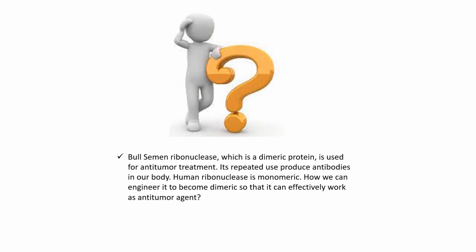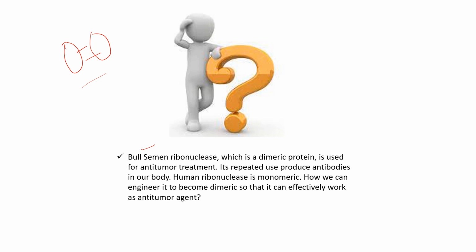Now, one question from my end for you all. Ribonuclease from bull semen is a dimeric protein. What is a dimeric protein? Having two subunits, you can say. This ribonuclease has an anti-tumor property and is used for the treatment of tumor. But repeated use of this particular ribonuclease produces antibodies in our body, because this ribonuclease is taken from bull semen, which is foreign to our body. So our body starts producing antibodies against it.